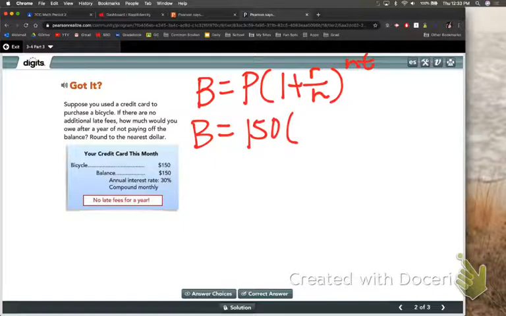It's compounded monthly. So 1 plus the rate. Oh, 30%. That is very bad. Don't do that, guys. Never buy something at that rate: 0.3 over 12. And that's going to be 12 times, the number of years, after a year. So it's 1. That should be your equation. Go ahead and type that in and see what you got.